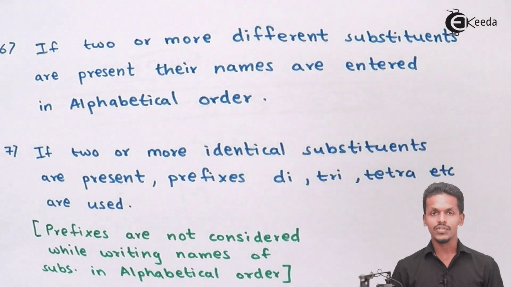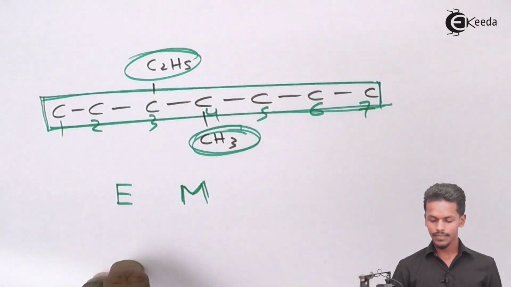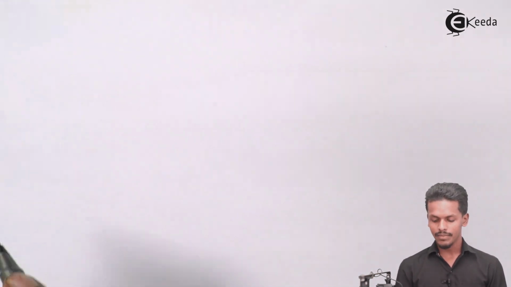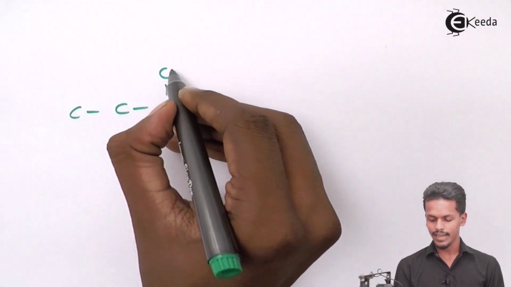Let me give an example so that we could understand this thing. Suppose we have a hydrocarbon, let me name it as this one.